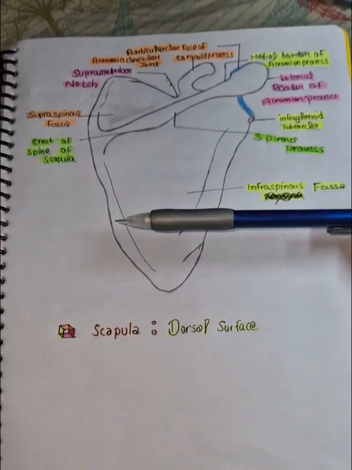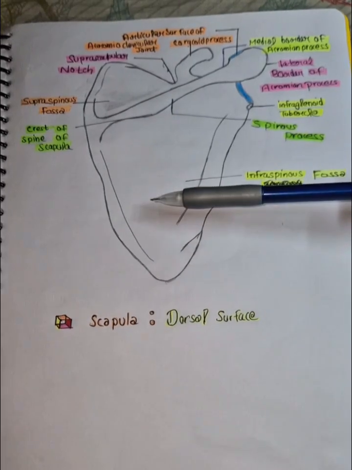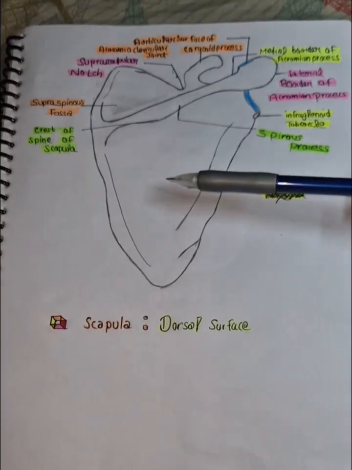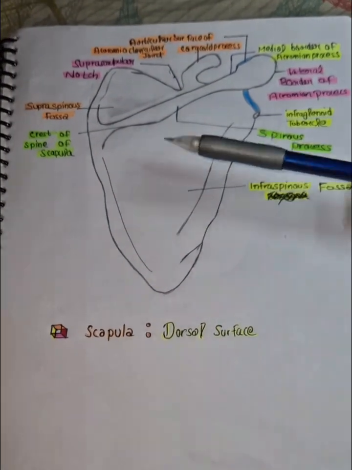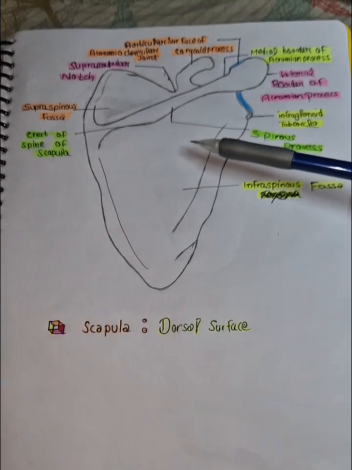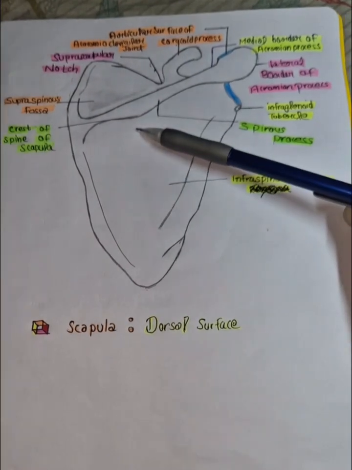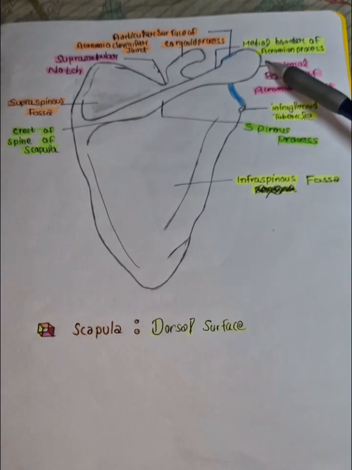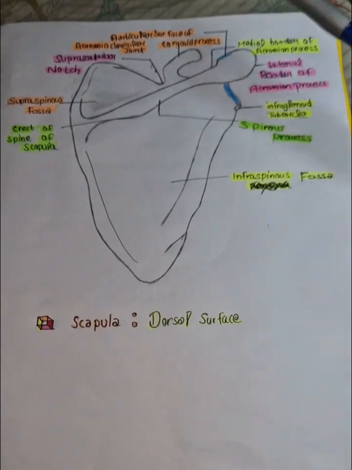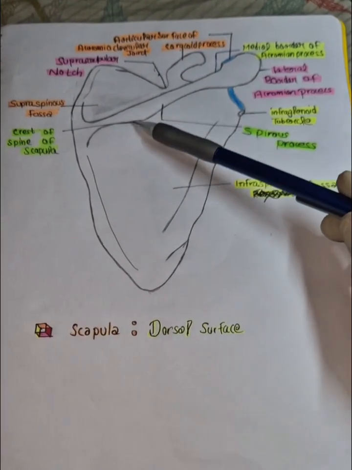Now, these fossae are connected to each other with the help of the spinoglenoid notch. Now we came to the processes of scapula. So this spinous process is present on the dorsal surface of the scapula. This is the acromion process and this is the coracoid process. Now we came to the spinous process.